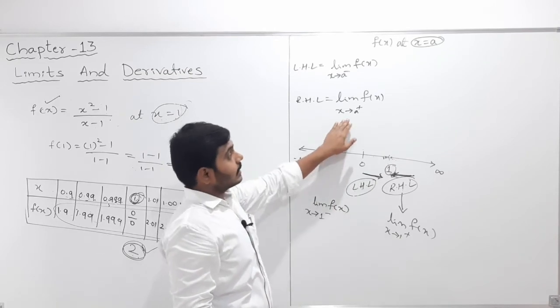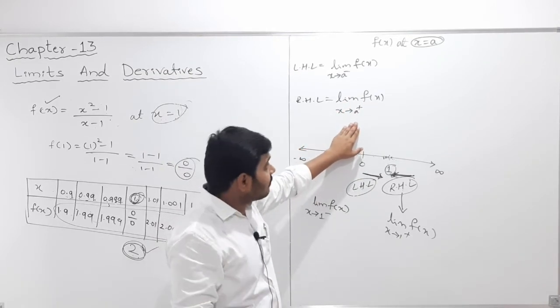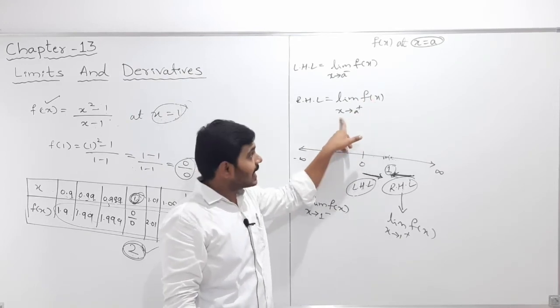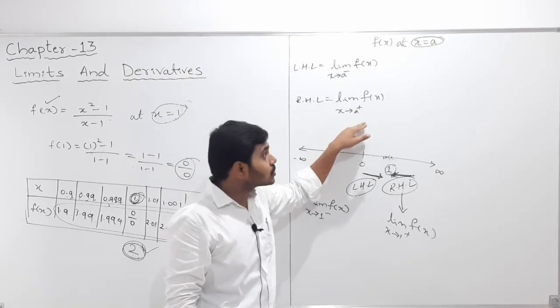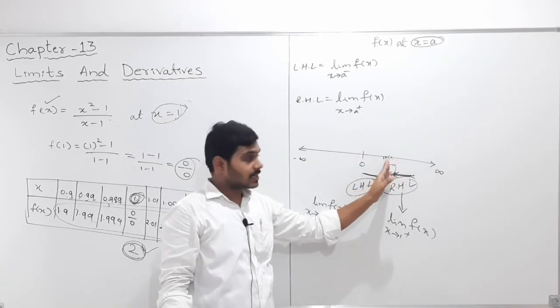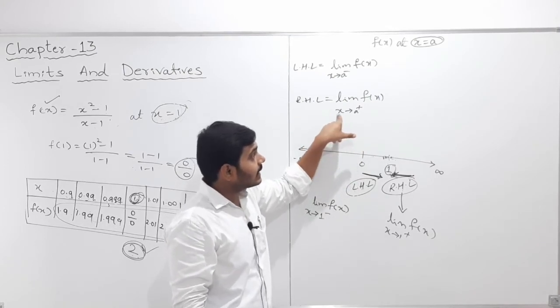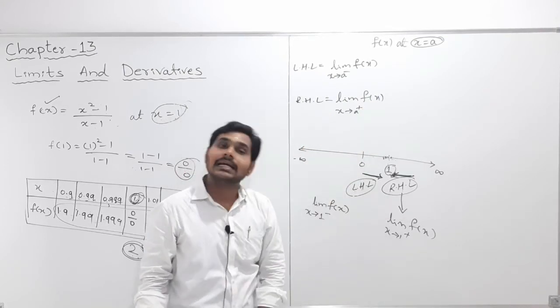What does it indicate? Limit of f of x as x tends to a plus means in the function we are giving x values very close to a from the right hand side of the point x equals a. So therefore we can write RHL, and here x tends to a plus. Like this we can write.